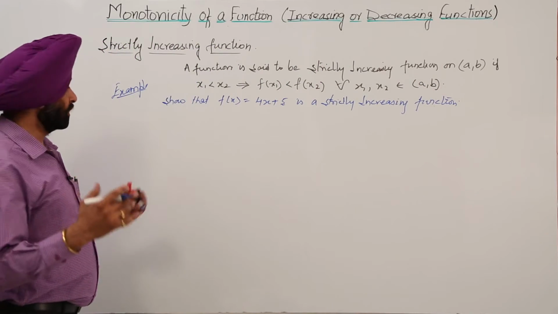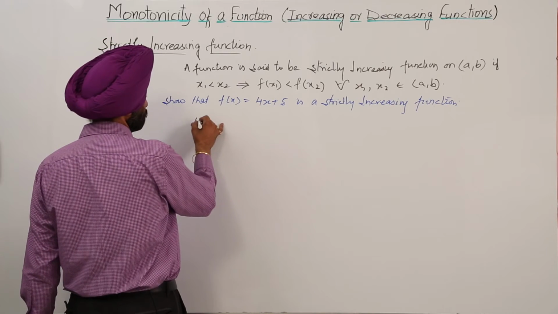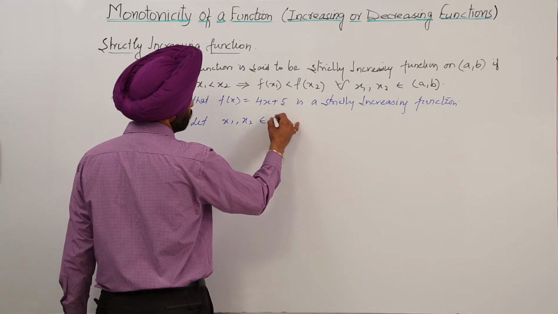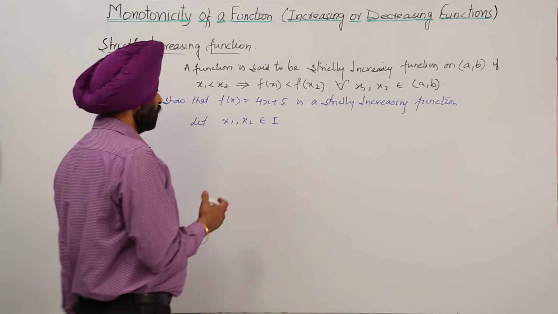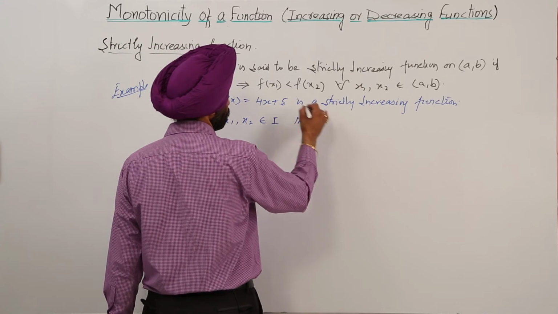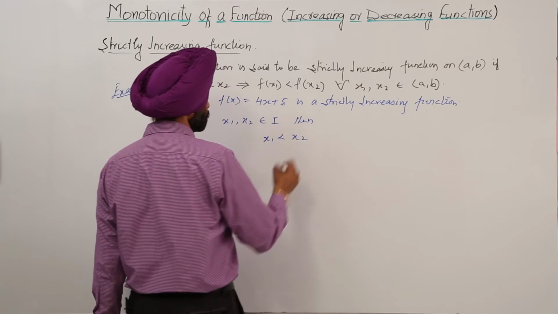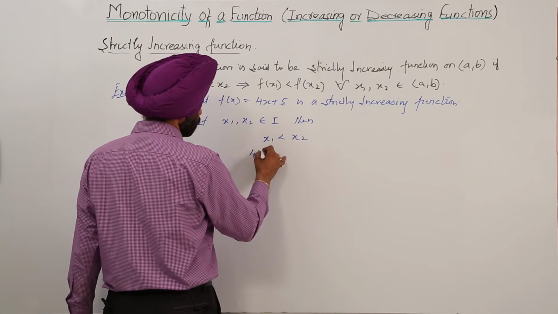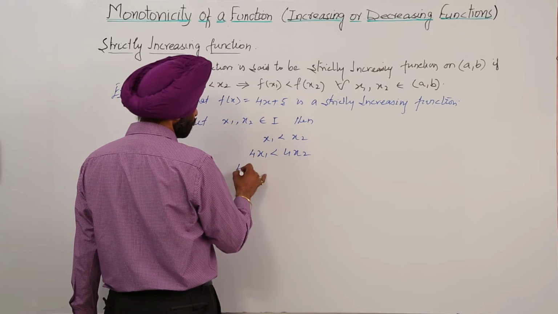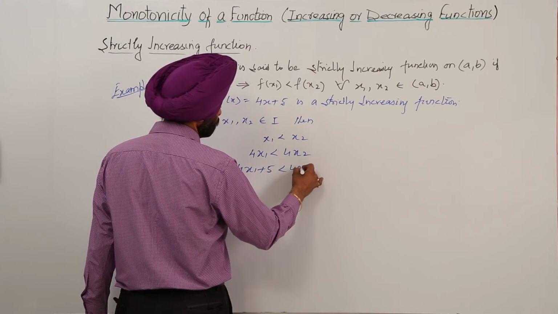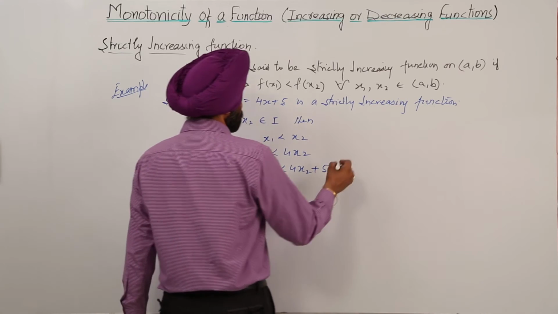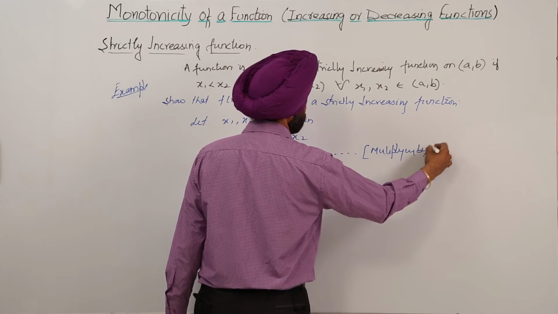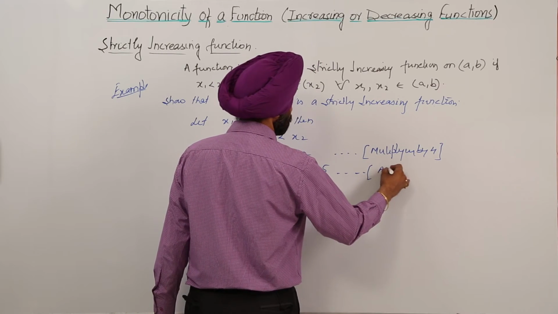Now how to prove it? We will write, let x1, x2 belong to I, or we can write any given interval, suppose it is (a, b). Then x1 is less than x2. Now multiplying both sides by 4, 4x1 is less than 4x2, and adding 5, 4x1 + 5 is less than 4x2 + 5.